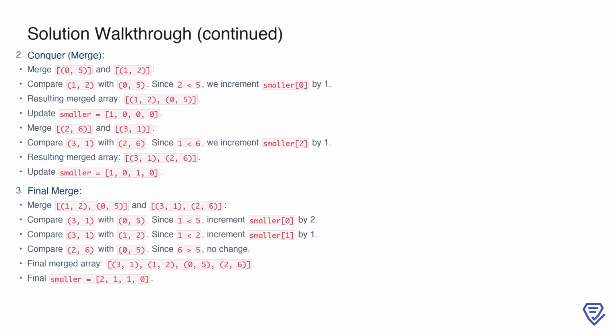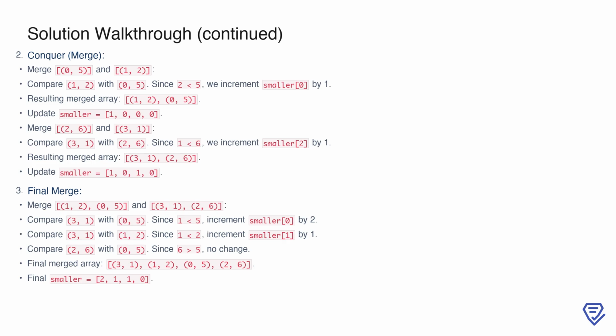Next, we begin the merging process. First, we merge the subarrays (0, 5) and (1, 2). While merging, we compare the elements. Since 2 is less than 5, it means there is one smaller number after the number at index 0 in the original array. So, we increment smaller[0] by 1. The merged result is (1, 2), (0, 5), and smaller becomes 1, 0, 0, 0.